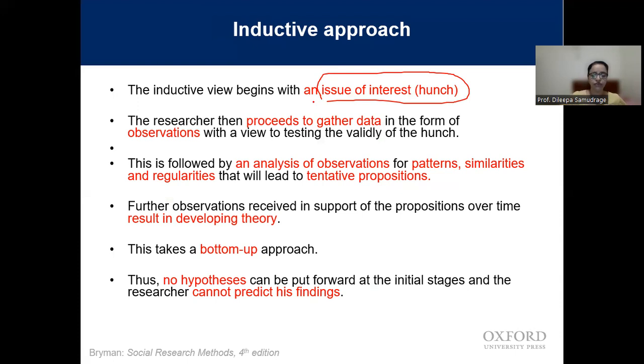So for an example, you want to find out the relationship between corporate governance factors and performance, right? So that is your question. Then you have to collect data about corporate governance and about performance. So you can easily decide your research question, research issue. But in the inductive view, at the first step, you don't have a real research issue. You have a research interest. That is what we call a hunch.